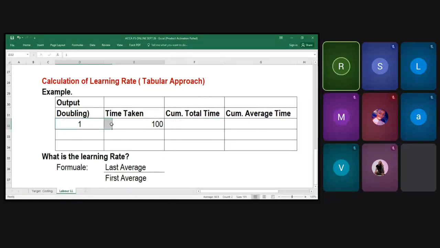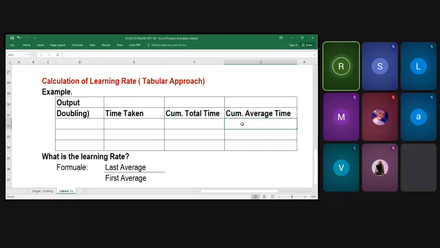Yes. All right. So the thing is, when you are calculating the labor learning rate, you make use of a table. Create a table with 4 columns. Number one, output, which should be doubling. Time taken to complete a task. Cumulative total time, which is a rolling total. Then the cumulative average time, which is also a rolling average.